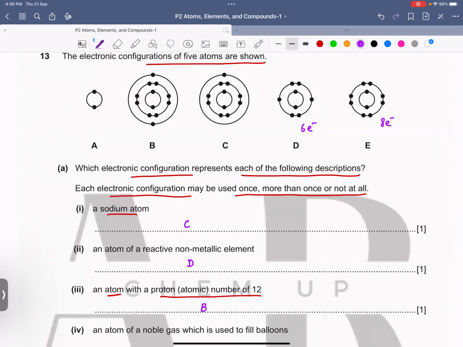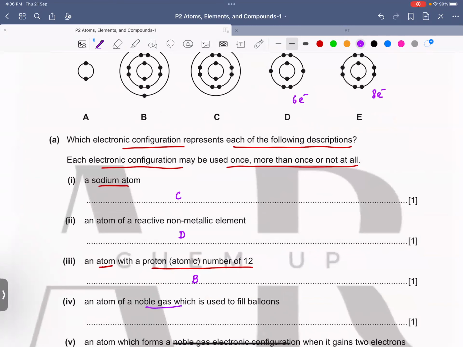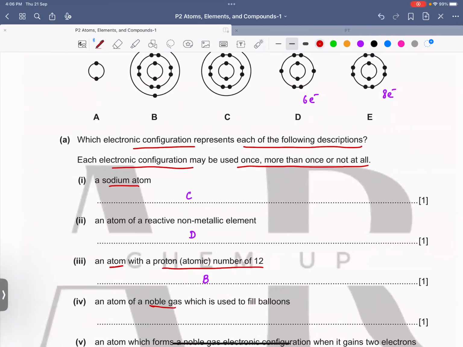Yes, Sania, is this clear? Yes. Khatija? Yes, sir. An atom of a noble gas which is used to fill balloons. So if you look at it, a noble gas is a group 8 element. So this is a noble gas and this is a noble gas. Why is it a noble gas? Because in the first shell there is no space for more than 2 electrons. And if you look over here, how many electrons are there for helium? 2. And helium is the gas which is used to fill air balloons. So the correct answer for this one will be A.